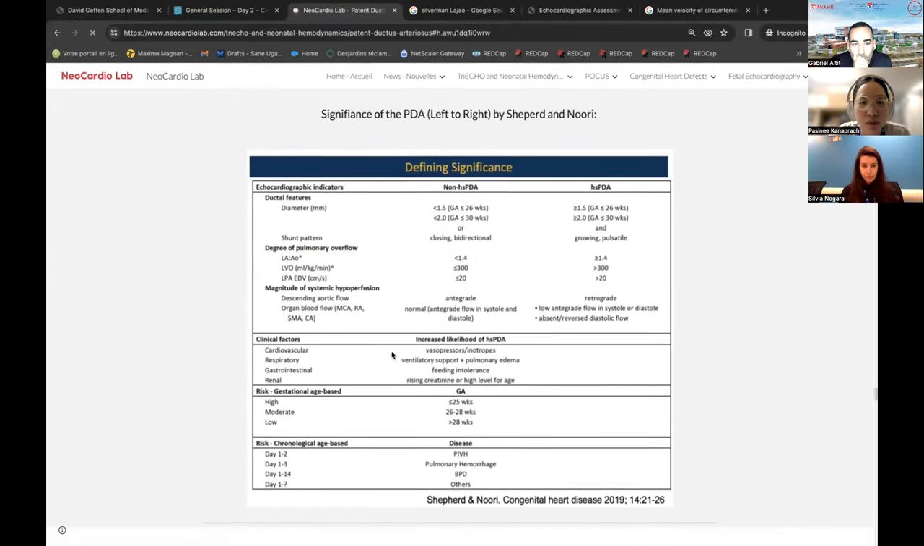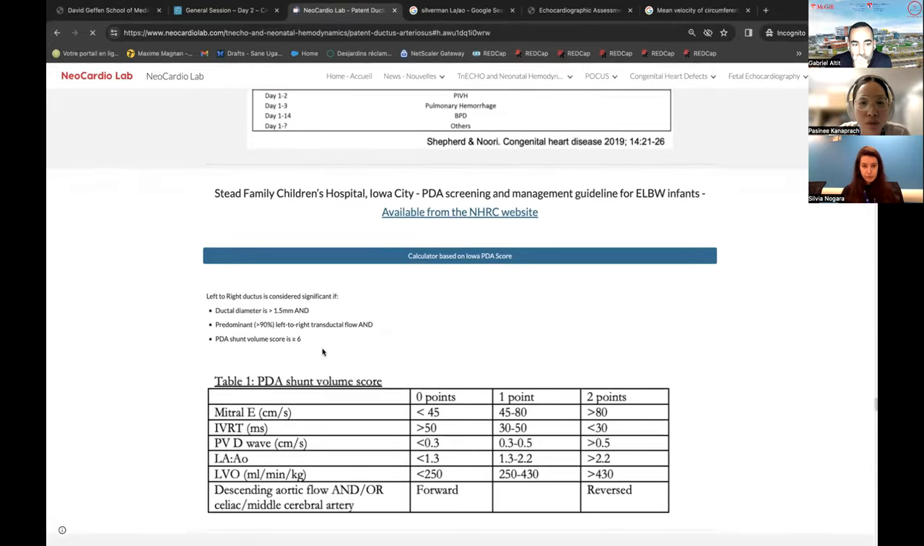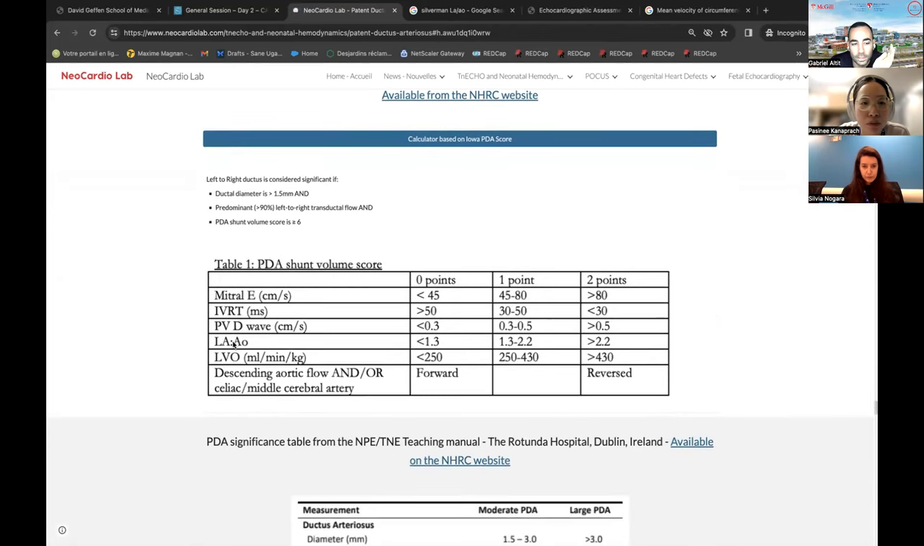But some of them will use the D wave. So for example, the Iowa calculator uses the D wave velocity. And the higher the velocity, the higher the points you get, because it means that you get more torrential blood flow through your lungs and more torrential blood flow coming back via your pulmonary veins. And actually, in premature babies in the first few days of life that have a really big left to right shunt, when you put your color box, your velocity filter could be at 90 and you still see pulmonary venous flow, because the flow is at high velocity.